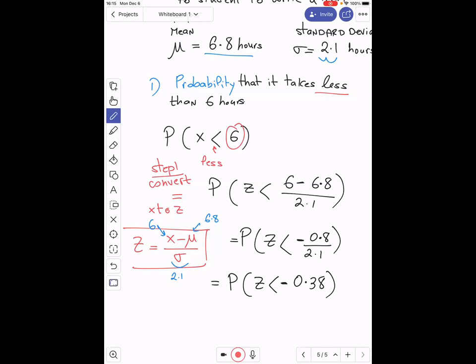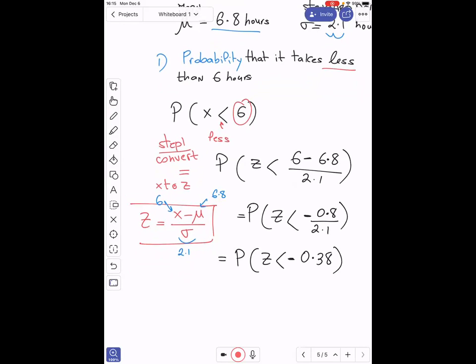In the first exercise, you have your mu, you have your sigma, and then it asks what's the probability that the thickness is less than 3 millimeters. So if it's less, then your x is less than 3.0. Anyway, this is the first step.